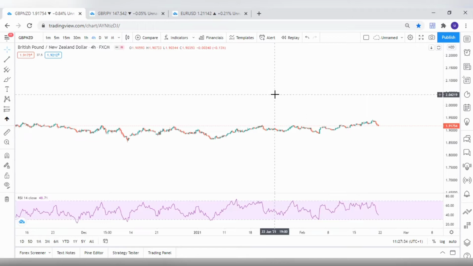We'll be looking at three pairs: gbpnzd, Gbp Jpy, and eurusd. We are going to look at these pairs and see what we expect in the next coming week. Currently, the market is closed now. As a good trader, when the market is closed, you analyze your charts, you know what you expect in a new week.